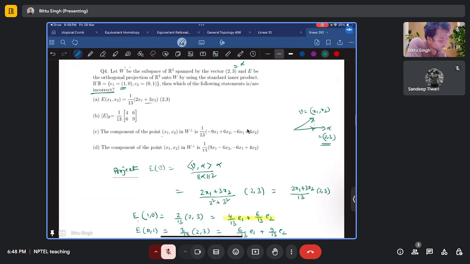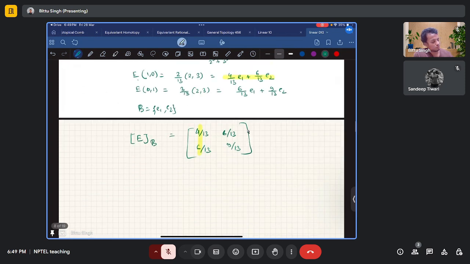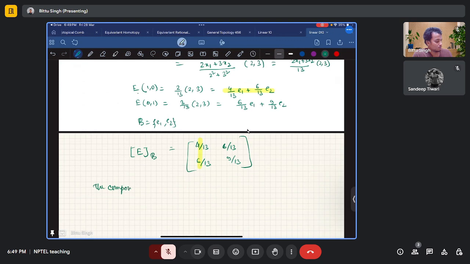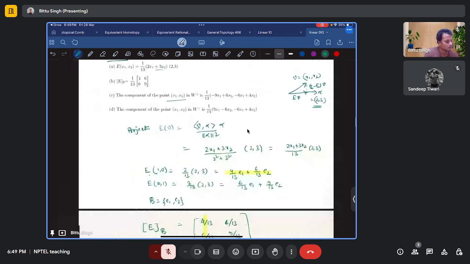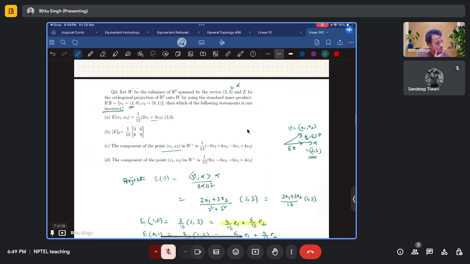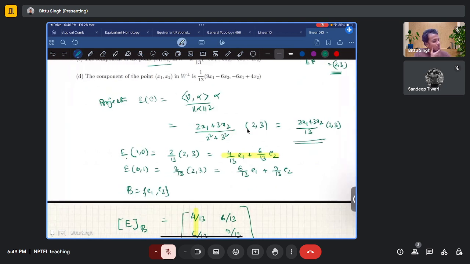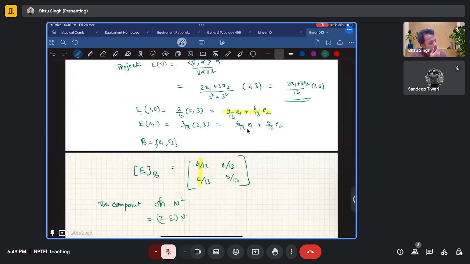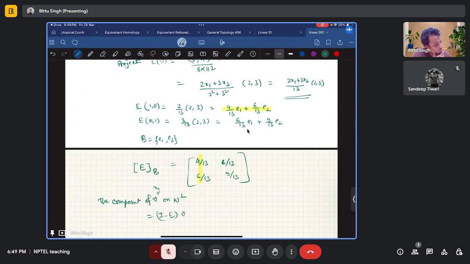Now the component of (x1, x2) in the W part is given by this formula: (I minus E) applied to this vector V. This is EV and this is I minus E. So the component on W part is actually I minus E applied on V. Here V is given as (x1, x2).